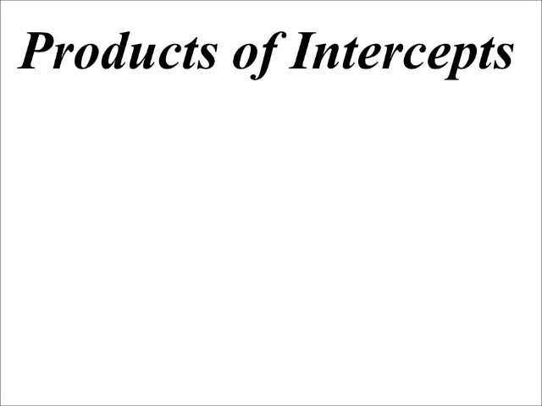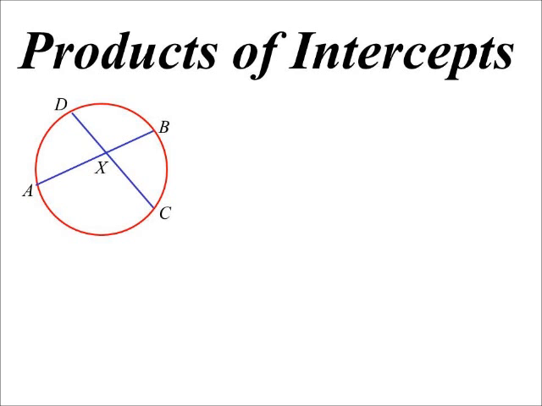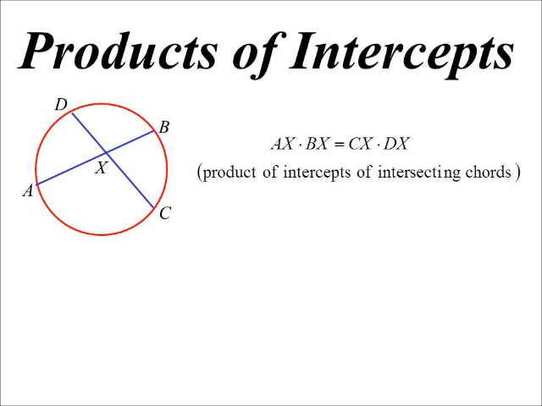So carrying on with our circle geometry theorems, and these last three really are all the same. The product of the intercepts. So first of all, we have intersecting chords. So AX times BX is CX times DX. And the reason we say it is the product of intercepts of intersecting chords.